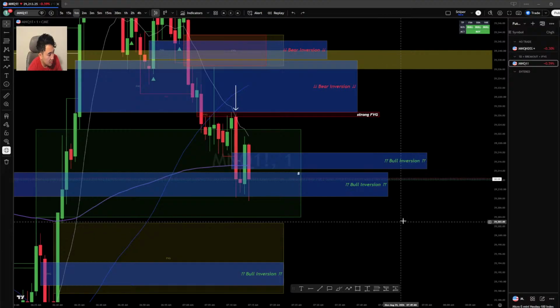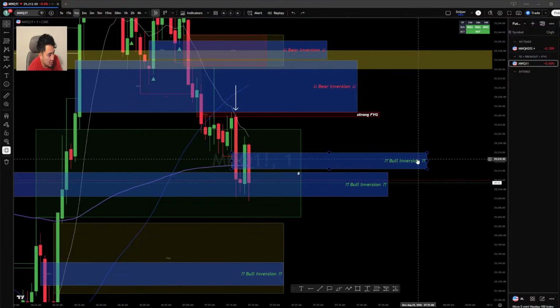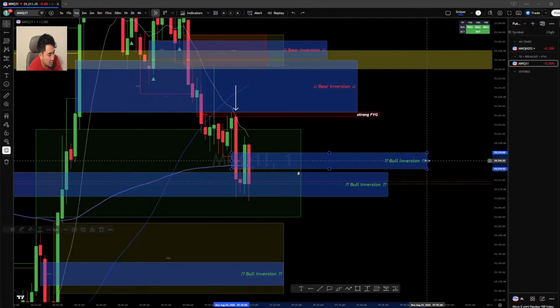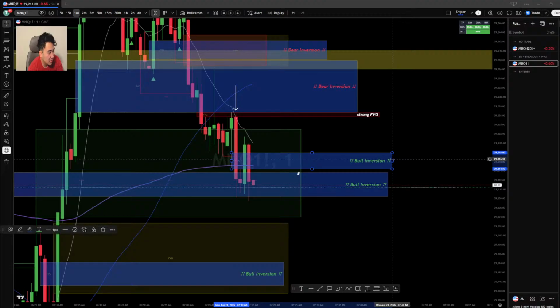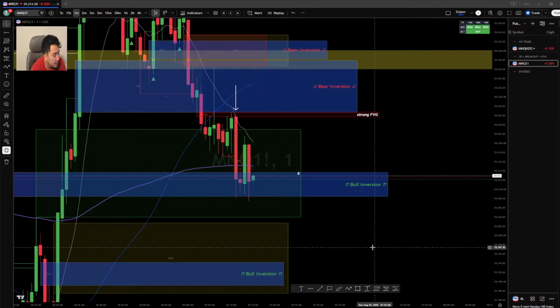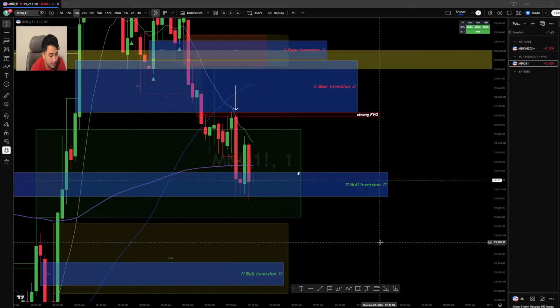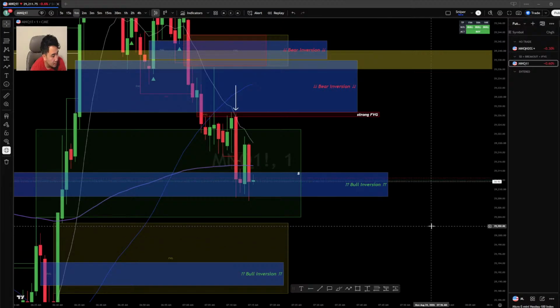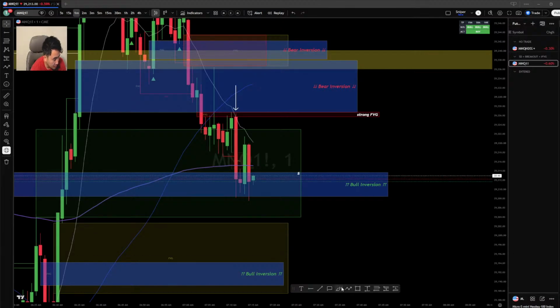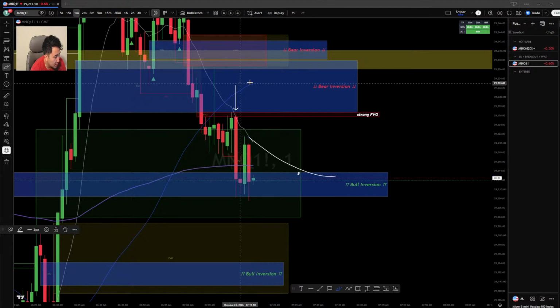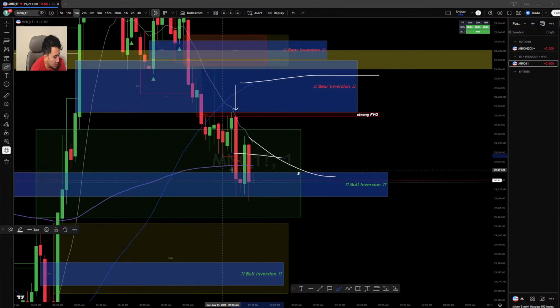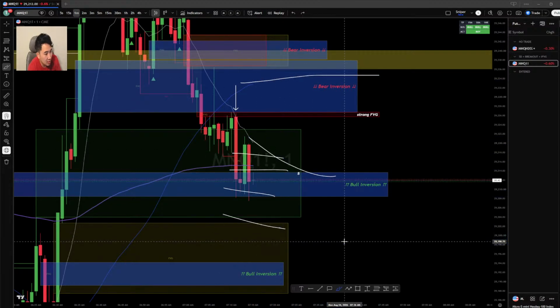Let's see if this zone holds up. This looks like it's playing below this bullish inversion, so yeah, it's disrespected that one there. But look where the 13 EMA and 50 SMA are. Price is trading below it, so overall we're bearish on the 1 minute.